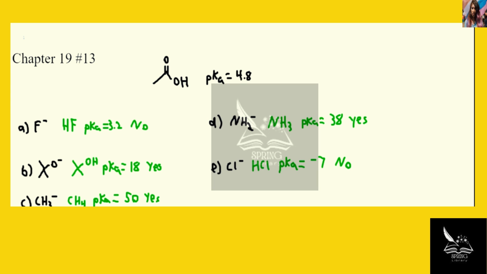Okay. And so again, the way to solve this problem is to use Appendix A, find acetic acid's pKa value, which is 4.8, and then consider the conjugate acids of all of the bases listed here. And those conjugate acids that have a pKa value greater than that of acetic acid are strong enough to deprotonate acetic acid. And that's the answer to Chapter 19, problem number 13.